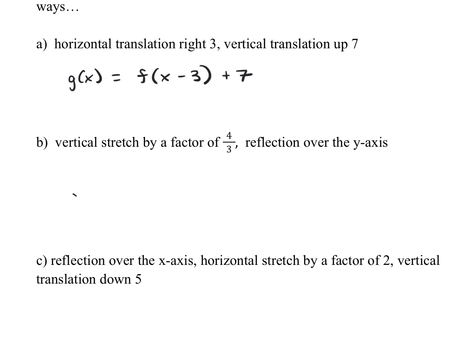All right, let's try this next one. So I'm going to say g of x equals, that's my new function. I have a vertical stretch by a factor of 4 over 3 and a reflection over the y-axis. So this one, a vertical stretch, we multiply out front, and whatever the factor is what I multiply by. It's very straightforward. Now, a reflection over the y-axis, remember, we multiply the x by -1. So that's a horizontal reflection.